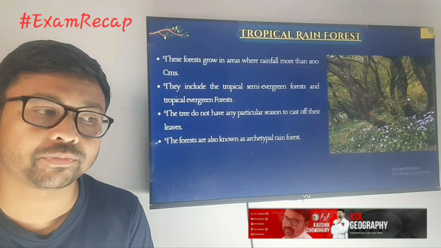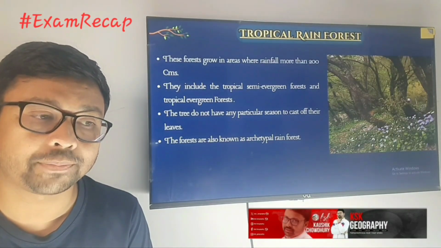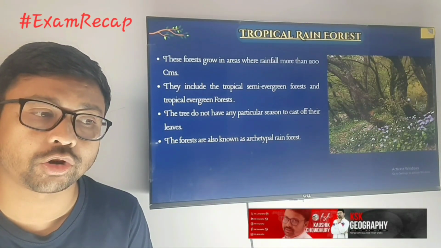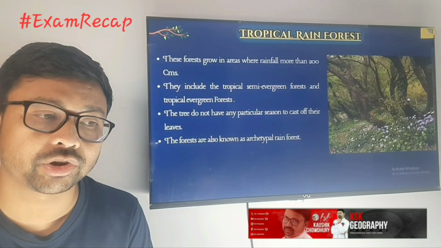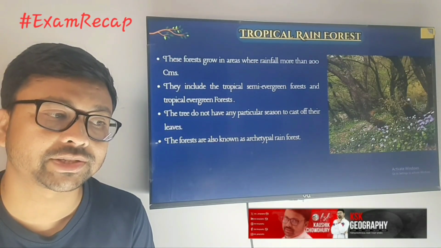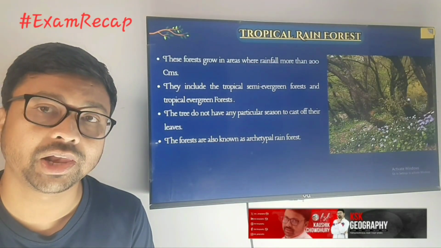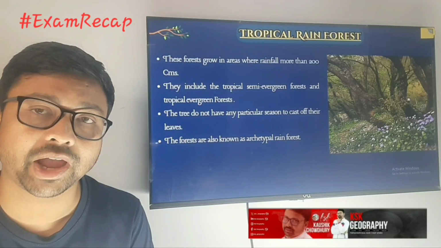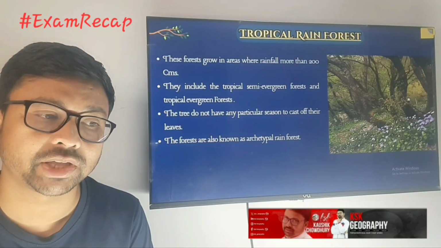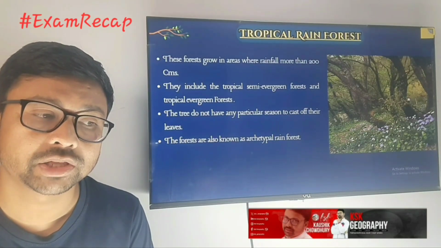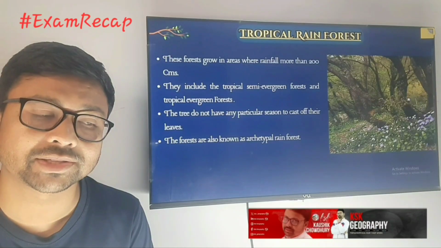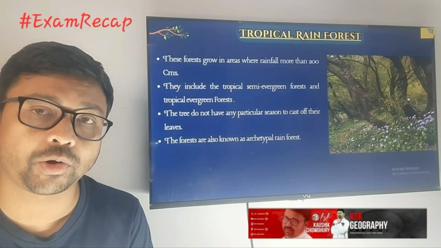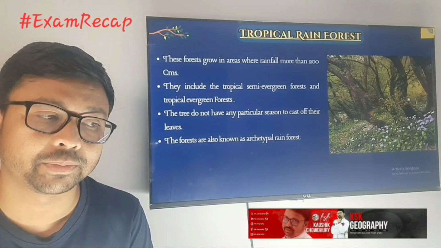So tropical rainforest, that is called tropical rainforest, and it is also called the equatorial rainforest. So here you can see this forest grows well where high rainfall and high temperature are there. The required temperature is more than 25 degrees Celsius at least, and rainfall is 200 centimeters.